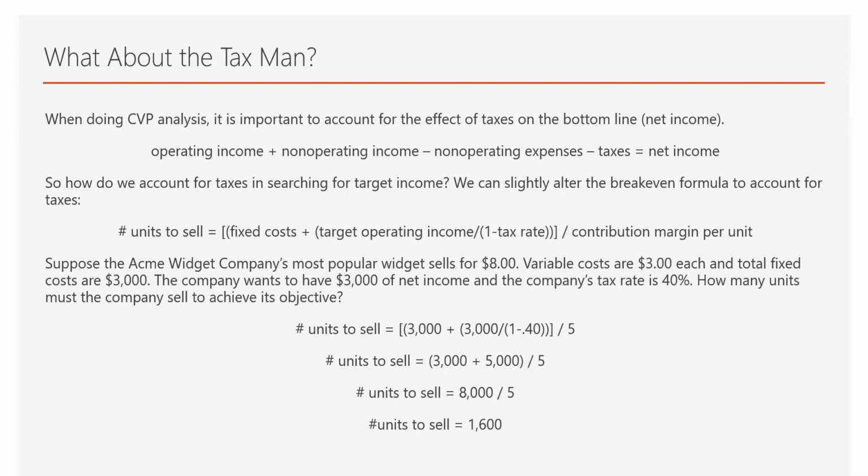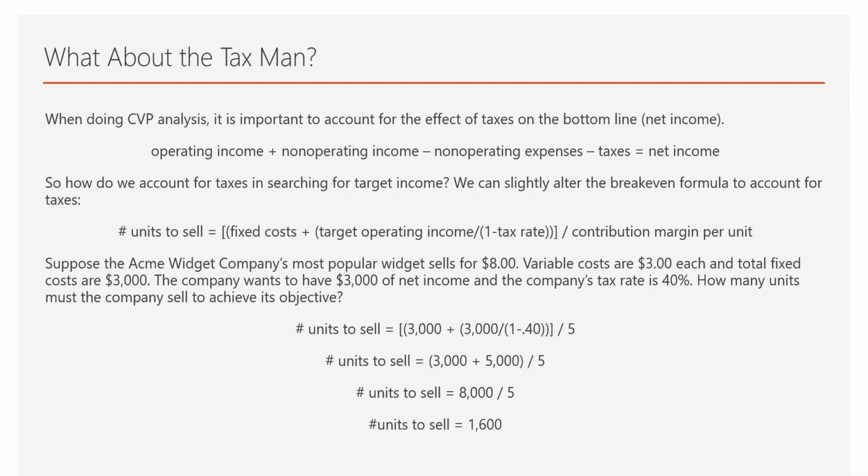1 minus 0.40 could also be stated as 0.6, because it's the same thing. 1 minus 0.4 equals 0.6. 0.4 plus 0.6 equals 1. So I'm going to take my $3,000, divide that by 1 minus the tax rate.